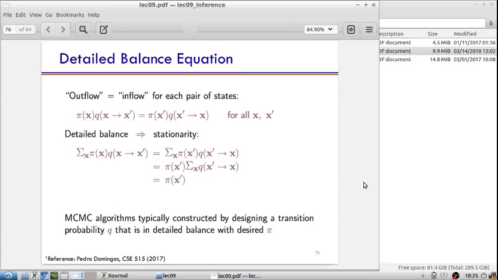But you have to solve a bunch of equations, one per every state, and that can be too many.